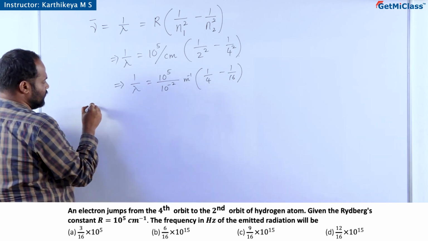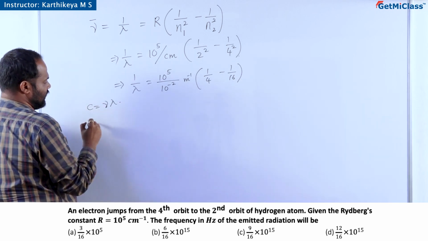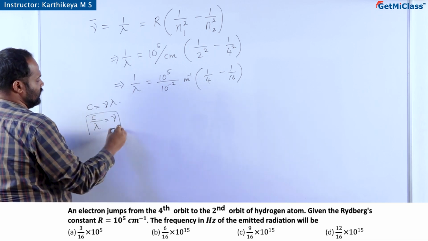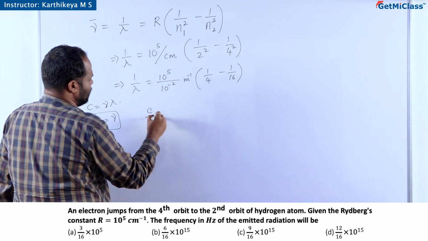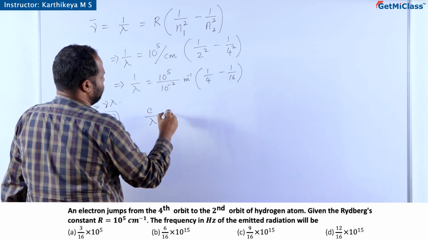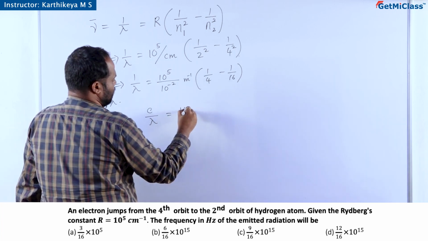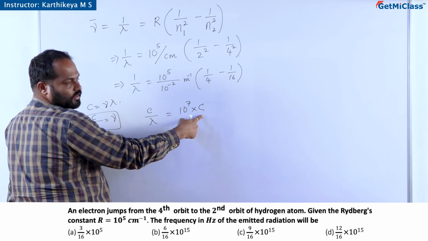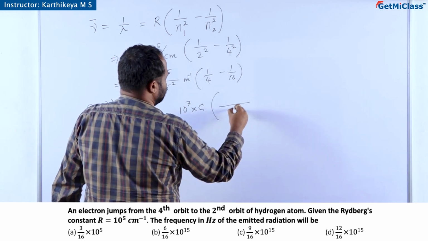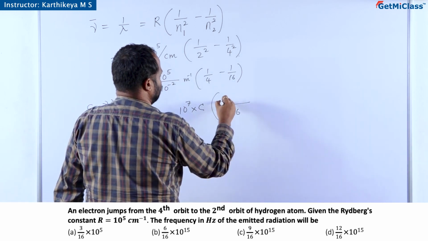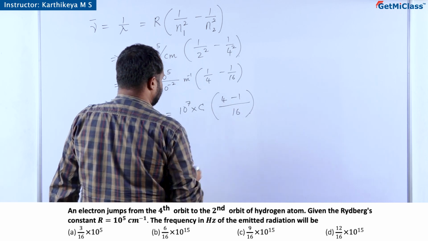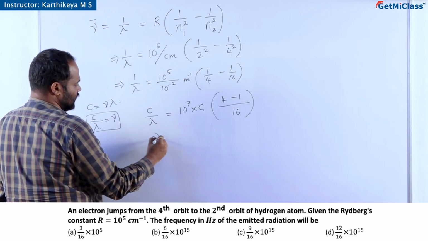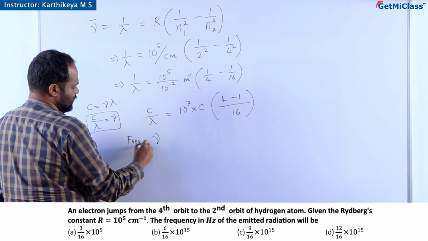As we know, c is equal to nu lambda. c by lambda is nu. So multiplying both sides by c, c by lambda is equal to 10^7 into c. c is velocity of light in vacuum. This is 16 is the common denominator, 4 minus 1. So c by lambda is nu, that is frequency.